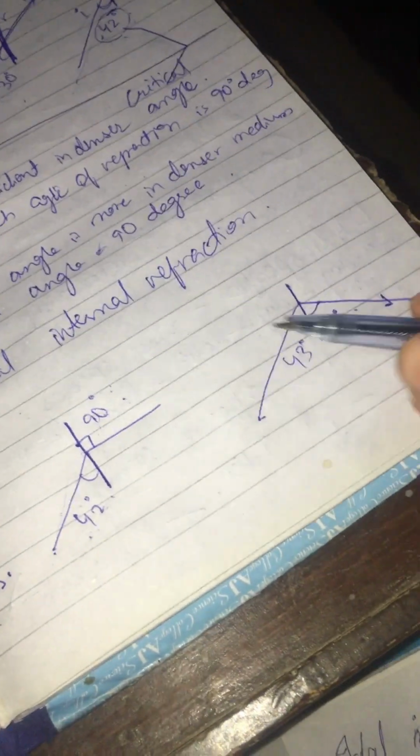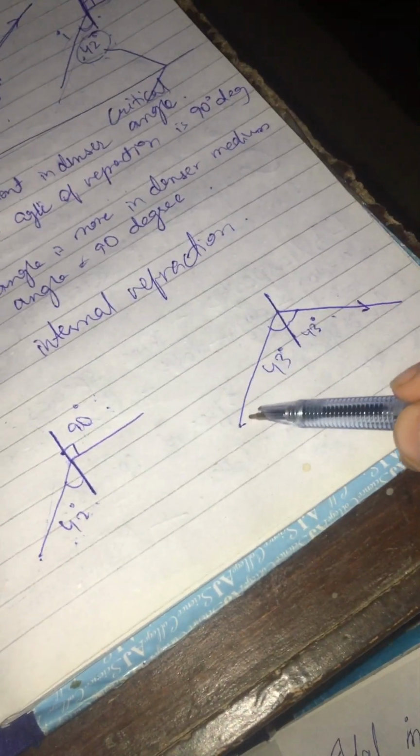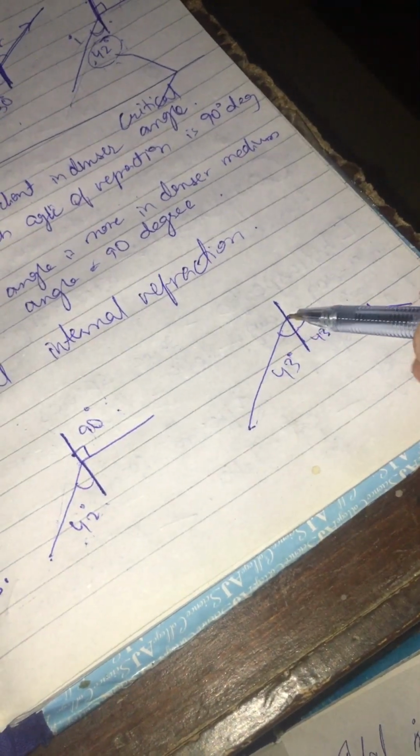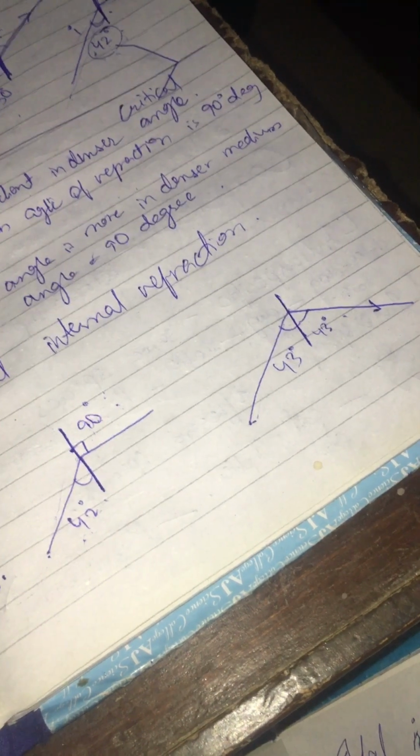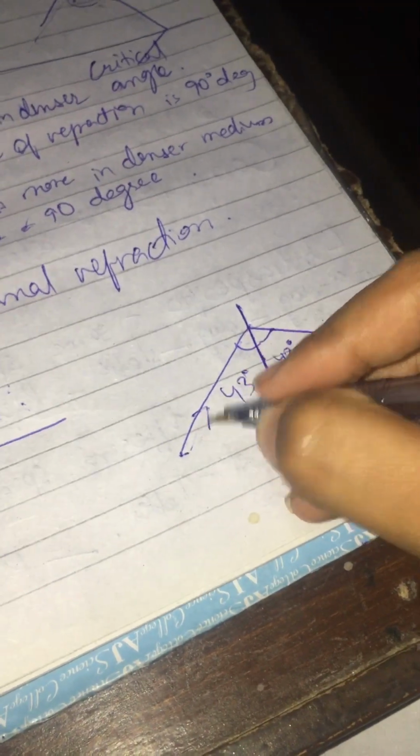But here it will not create a 90 degree angle. It will move further down, like here it is going, and then it will refract back. So this is known as total internal reflection. Here this is the incident, this is the refraction. So now total reflection would happen in the glass. Like, total light would be reflected in the glass.